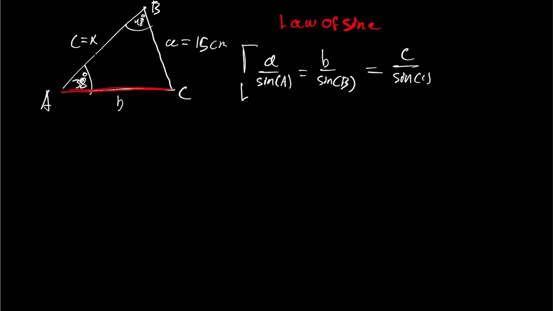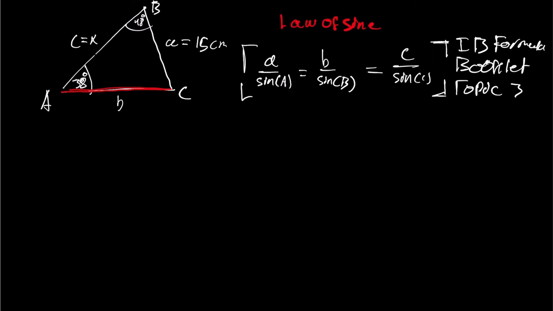And this can be found in your data booklet. So I'm going to mention this can be found in the IB formula booklet, under topic 3. So how are we going to apply this formula to our question so we can find the value of b?